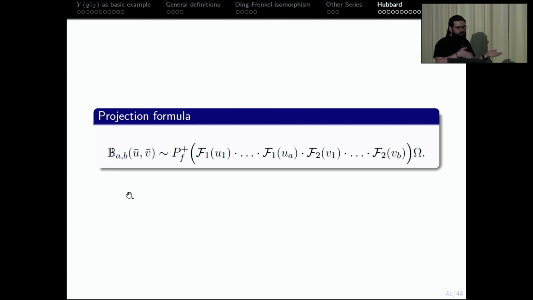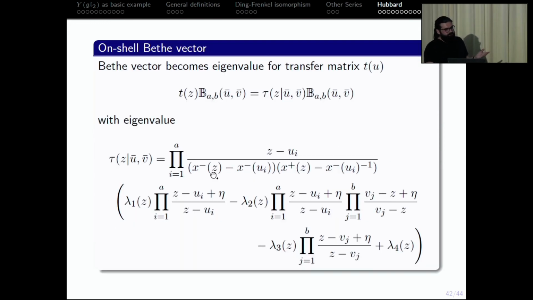So then you can try to calculate the action of Mondrian matrices. The trace of Mondrian matrices, called transfer matrices, onto this Bethe vector, and then you arrive at the formula for the eigenvalue of the transfer matrix. It's up to some very non-trivial factor. It's a very nice formula for the eigenvalue of the Mondrian matrix, of the transfer matrix.